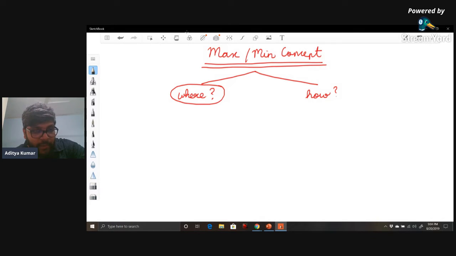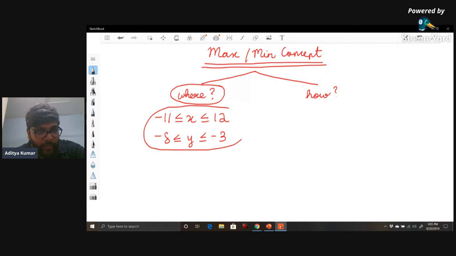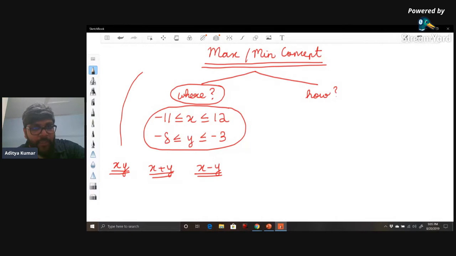Whenever you see a question where you're given two ranges, say one in terms of x, say -11 ≤ x ≤ 12, and another, -8 ≤ y ≤ -3. Whenever you're given two ranges like this, and a question asks you to find the product of the values from the ranges, an addition of the values from the ranges, or a subtraction of the values from the ranges, then this is where your mind should go towards using the Maxmin concept.